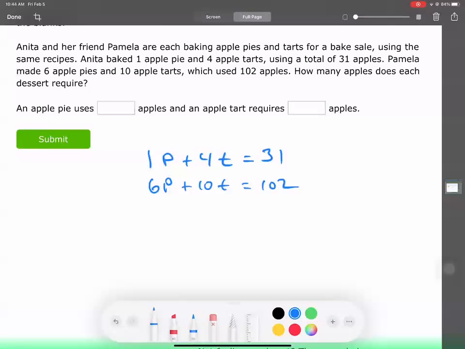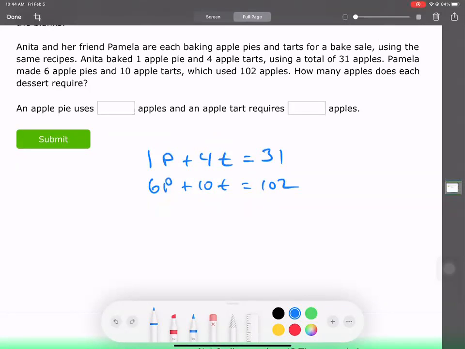All right, so hopefully you guys are not terribly shocked at how difficult this is to translate from a word problem to an equation here. Now, what does P and T stand for? P and T stand for the number of apples required. I need so many apples to make a pie. I need so many apples to make a tart.